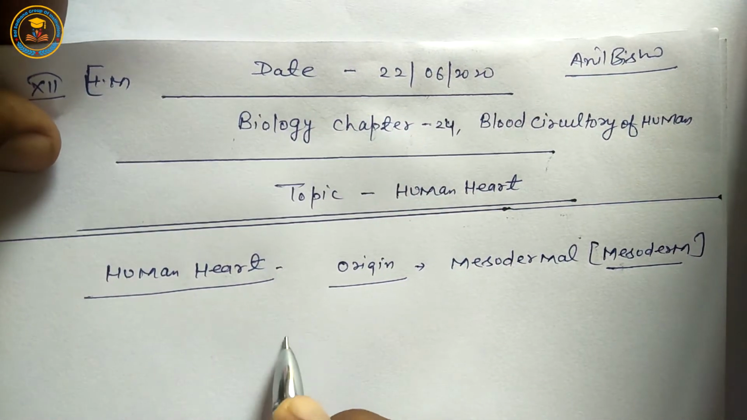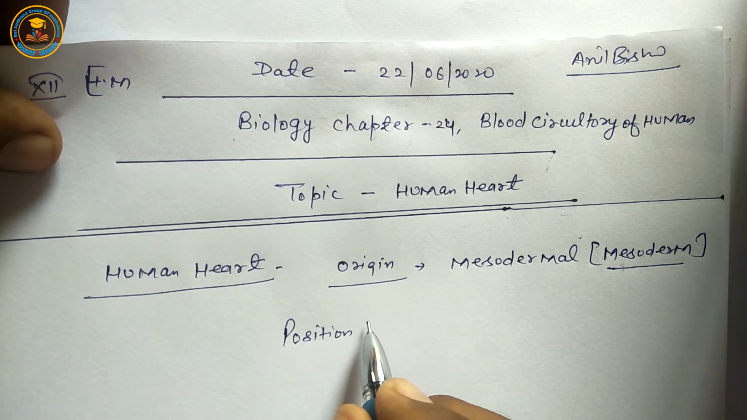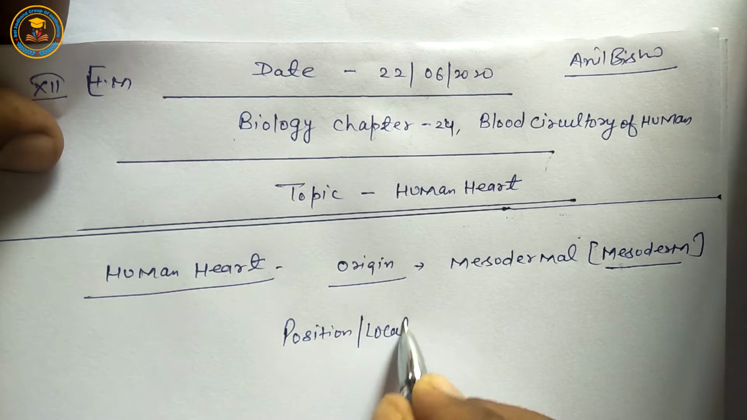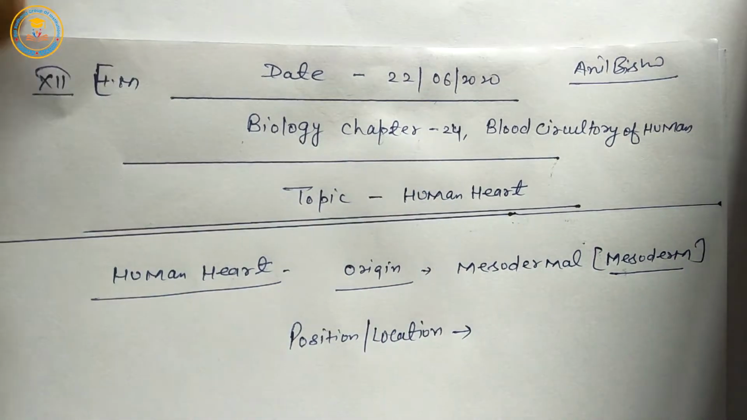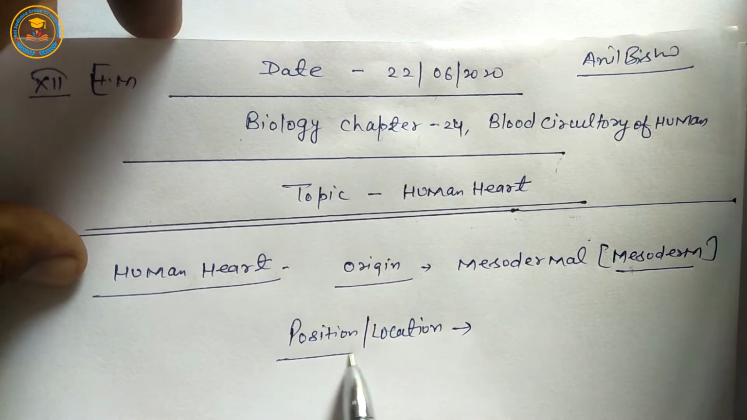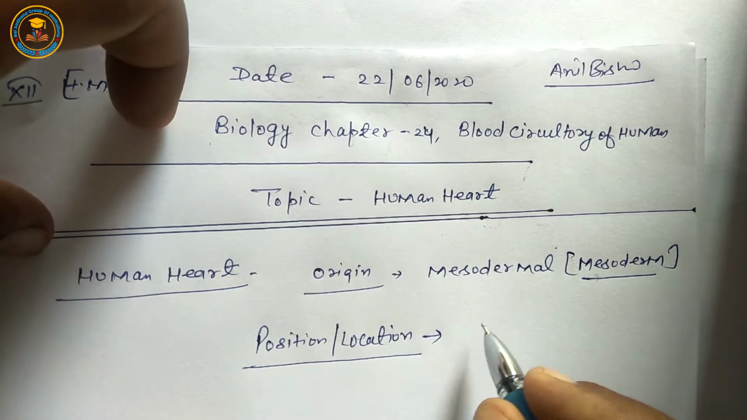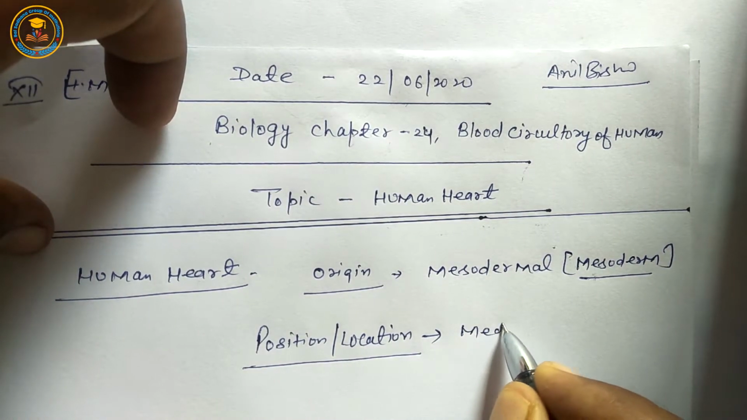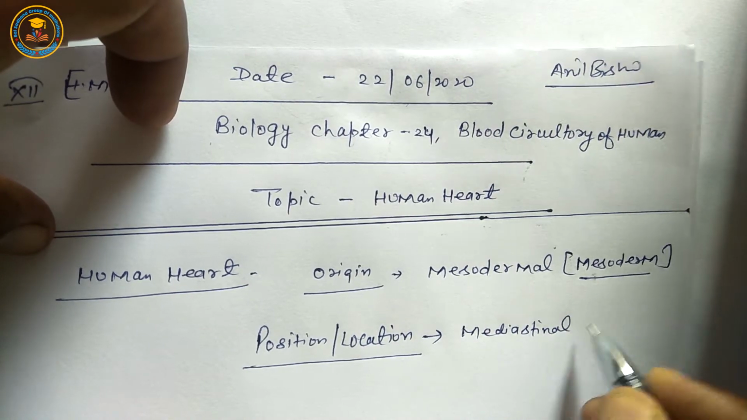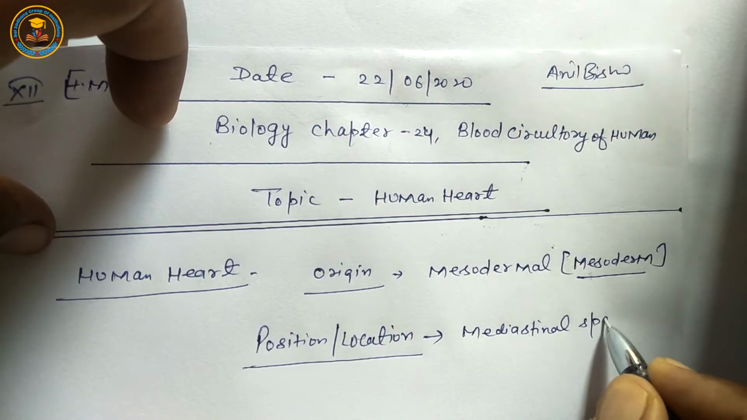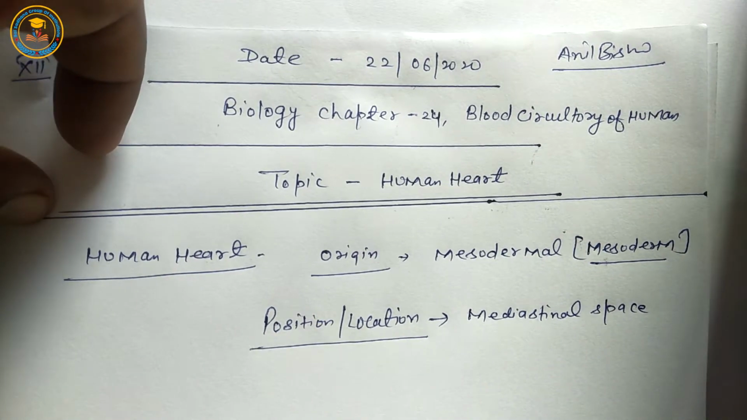Next is position or location of heart. Students, human heart is located in the mediastinal space between both lungs.